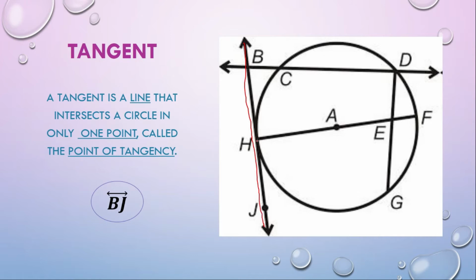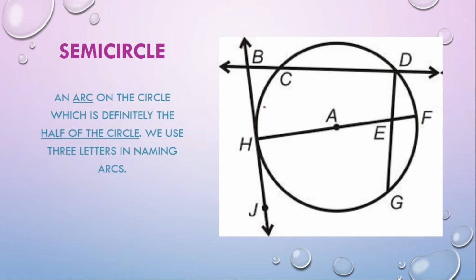Line BG, and it intersects the circle at point H, and that's the point of tangency. Next, we have the semicircle. The basis of a semicircle is the diameter. It is an arc on the circle, which is definitely half of the circle. We use 3 letters in naming arcs.